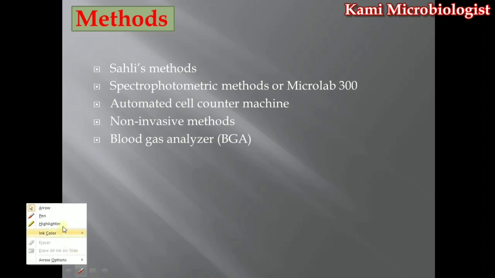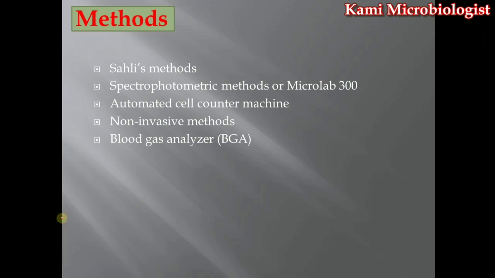Then there are different methods, and each method has different requirements, as we talked about in the previous slide. We have almost 10 methods, or roughly 6 to 8 methods, through which we can find out hemoglobin. The most important ones are Sahli's method, the spectrophotometer and Microlab method, the automated cell counter method, the non-invasive method, and the blood gas analyzer. Among these, 3 methods are really important to find out the hemoglobin concentration.